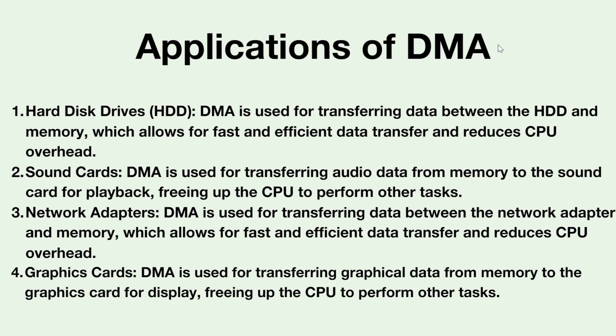Second, sound cards. DMA is used for transferring audio data from memory to the sound card for playback, freeing up the CPU to perform other tasks. Third, network adapters. DMA is used for transferring data between the network adapter and memory, which allows for fast and efficient data transfer and reduces CPU overhead. Fourth, graphics card. DMA is used for transferring graphical data from memory to the graphics card for display, freeing up the CPU to perform other tasks.